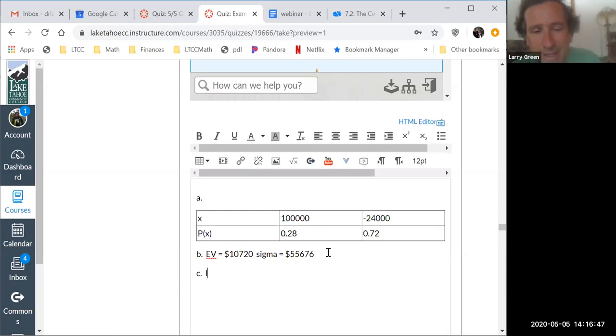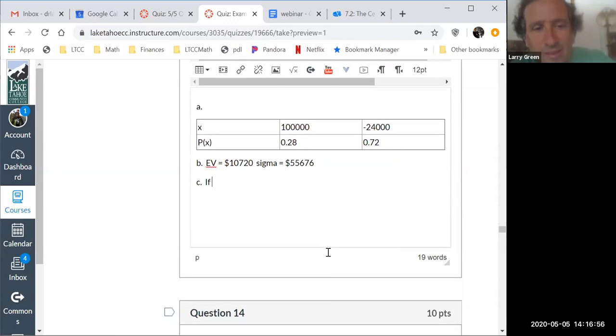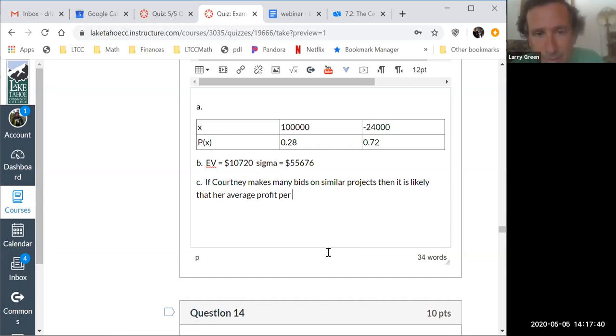So we can say that if, this was Courtney, I think. Yep, Courtney. If Courtney makes many bids, many is one of the words, on similar projects. We'll assume Courtney's in this business and that's what she does all the time. Every month she might make another bid, okay? And we're going to assume that it's always the same kind of project with the same probabilities and X's. Then it is likely, that's another keyword, is likely, that her average profit per bid will be close to $10,720.